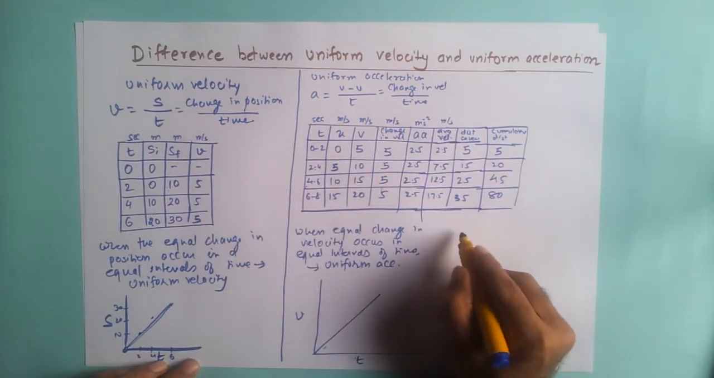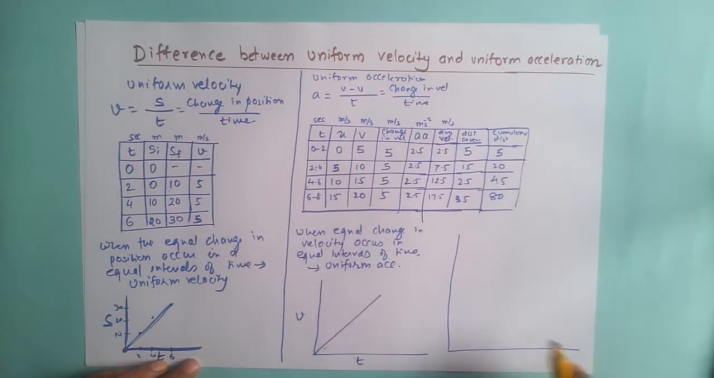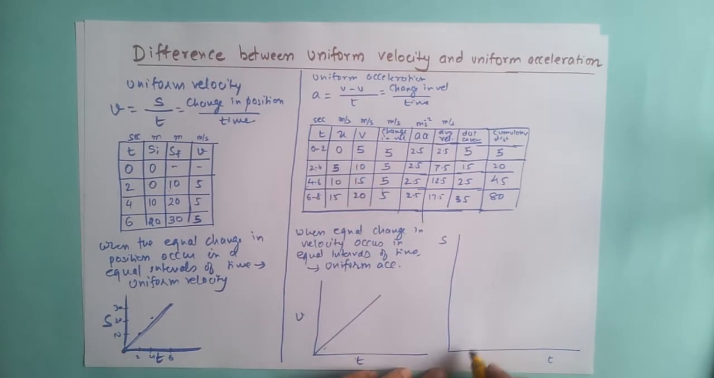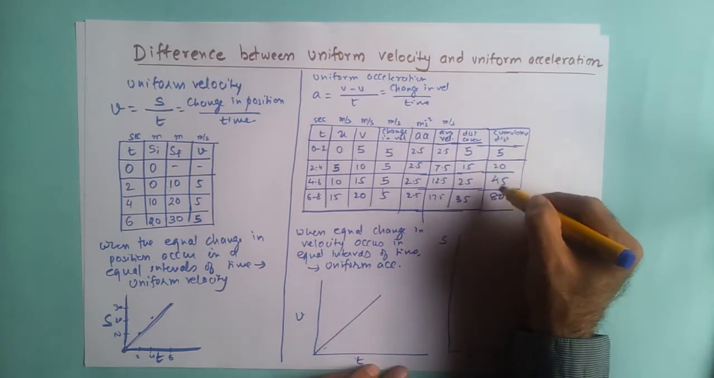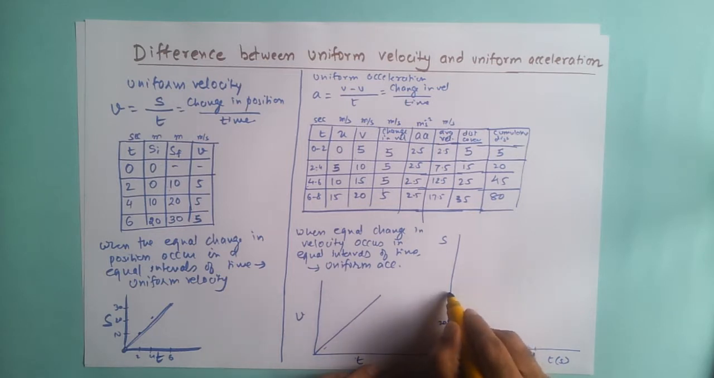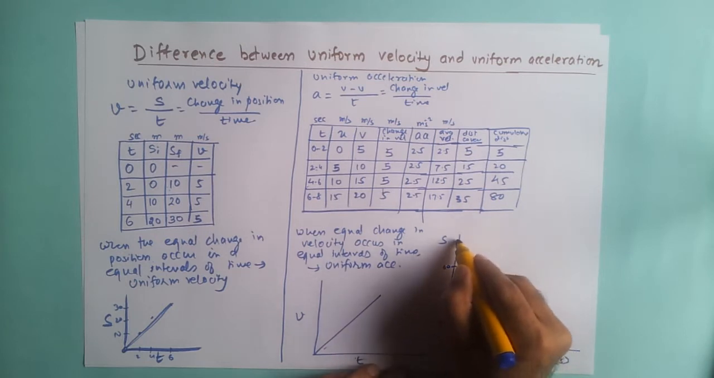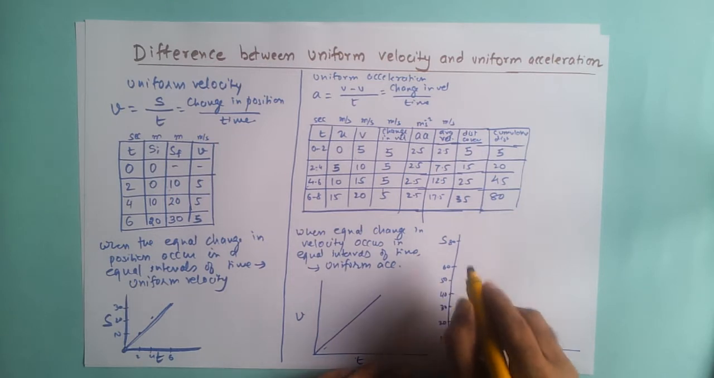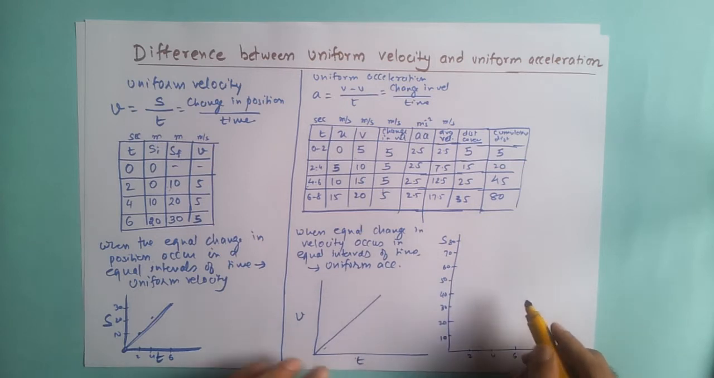And therefore, if I plot a graph of S versus T, I'll get a very interesting graph. T is between 0 to 8, so I can take 2, 4, 6 and 8 seconds. And the distances are between 5 to 80, so let us say I take 20, 40, 60 and 80. I want approximate values, right? I'm not very keen on getting exact values because I just want to show you the nature of the graph.